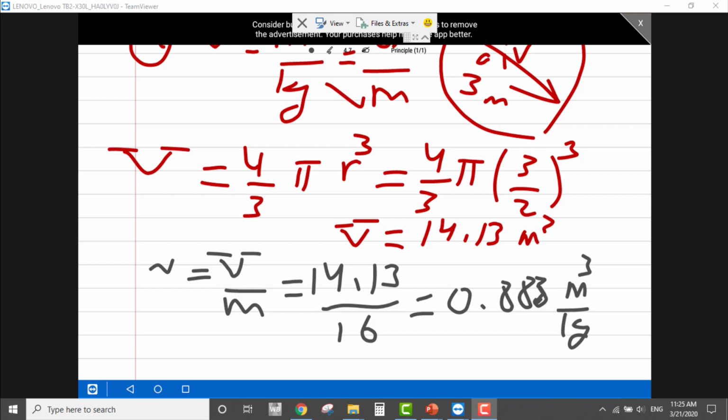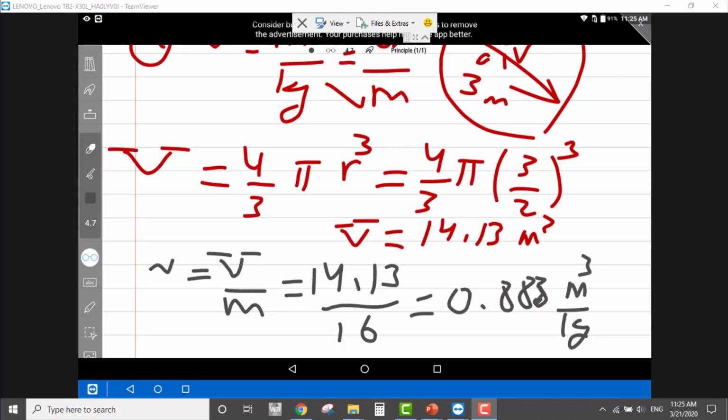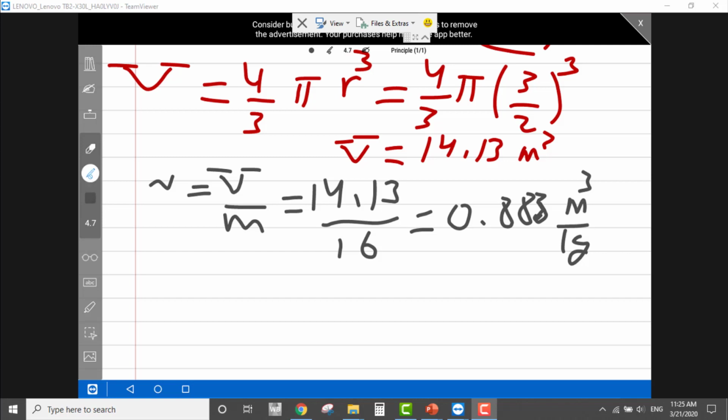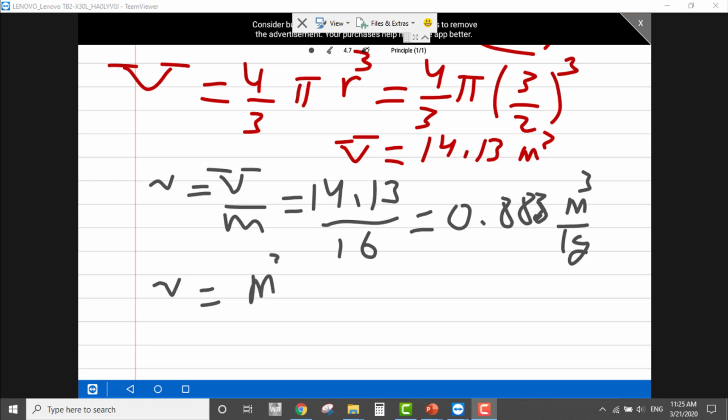Okay. Now, the other requirement of this part is to find the specific volume in terms of meter cube per kilomole. So in order to convert this unit into meter cube per kilomole, we need to find out the molecular weight of the air.